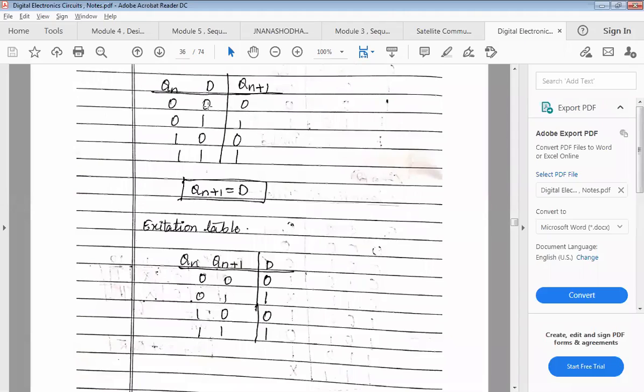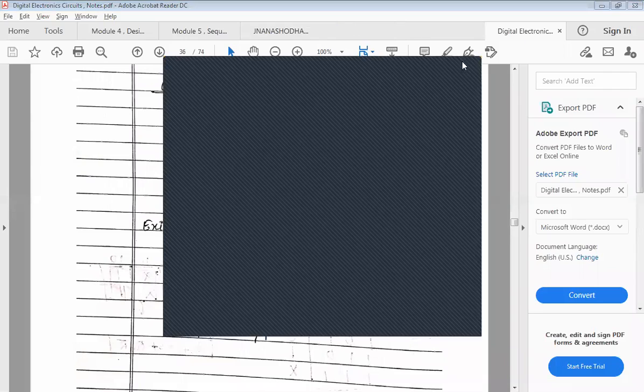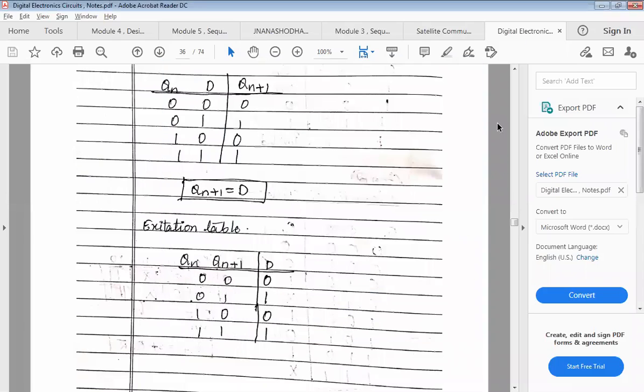So in 0, 0, my D is 0. So I bring that 0 here. Next 0, 1, D is 1. Next 1, 0, D is 0. Next 1, 1, D is 1. Simple, right? Yes? Yes, sir. Fine. Students, any doubts? Please ask. Any doubts here? Can I proceed? Yes, sir. Okay.